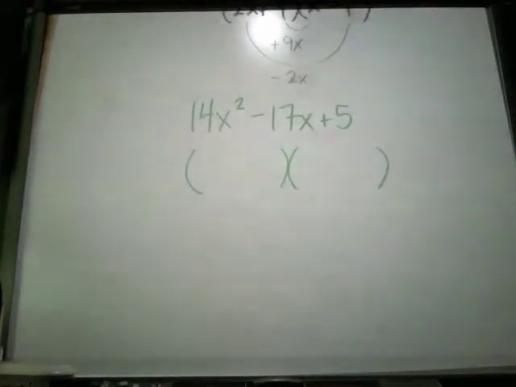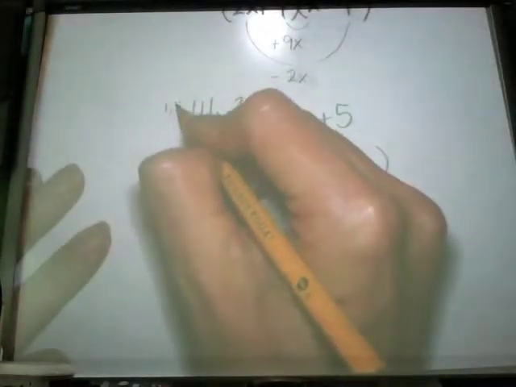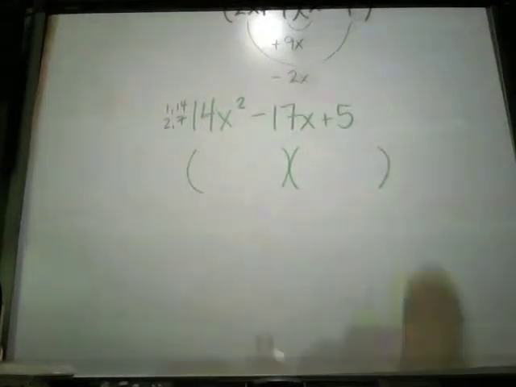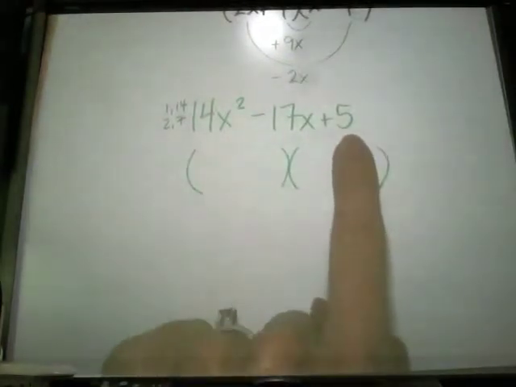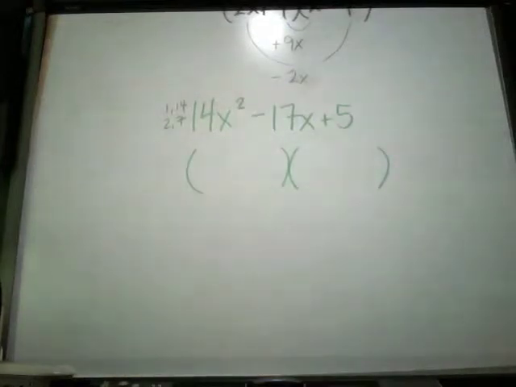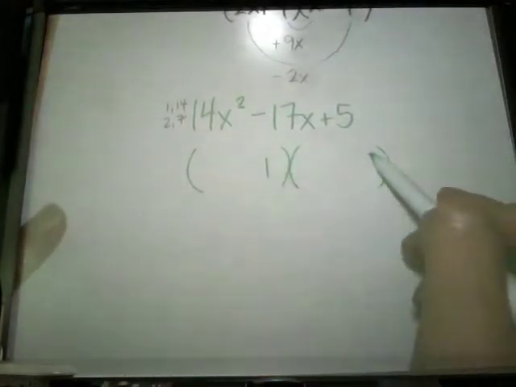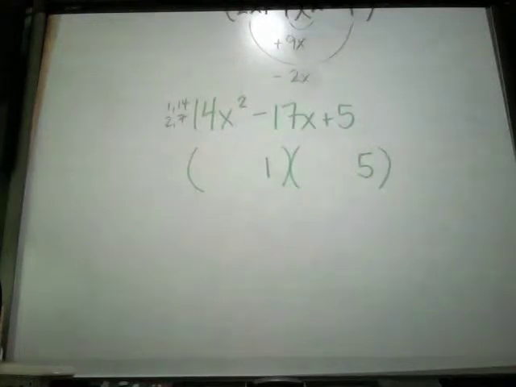Now, 14x squared is the one that has more choices here. We know it's going to be x times x, but we've got 1 and 14, or 2 times 7. So let's start with the easier one. Let's start with L for last, because guess what? There's only one choice. How can I make 5? What two numbers could I multiply, Jim? 1 times 5 is my only choice for the L in last. So I can start with that.